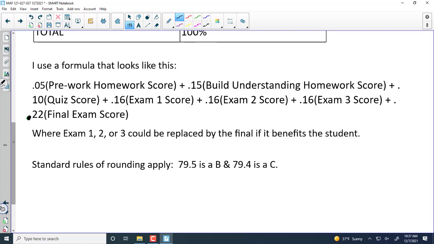So what that means is, with the replacement, if you were getting an exam replaced, for instance, if exam 2 was your lowest, what the formula is actually going to do is it's going to get rid of that, and it's also going to put the final exam in that spot right there.